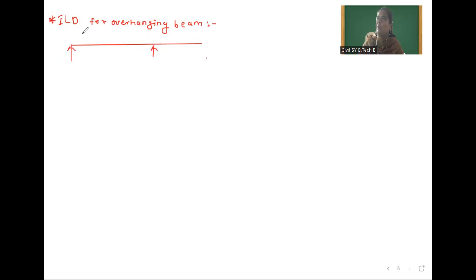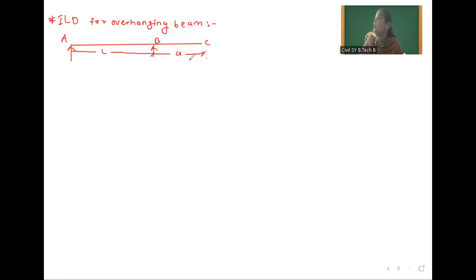Okay, so this is A point, this is B point, and this is C. The span from A to B is L meters, and the span from B to C is a meters. Now we have to draw the ILD for this overhanging beam.